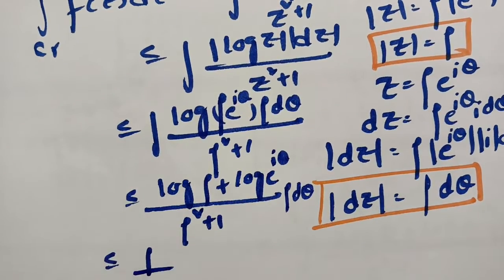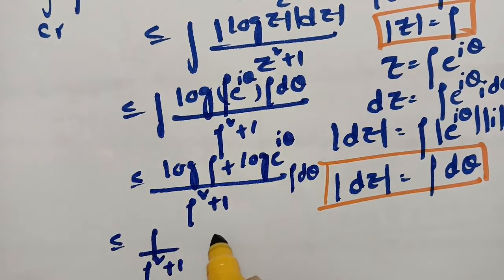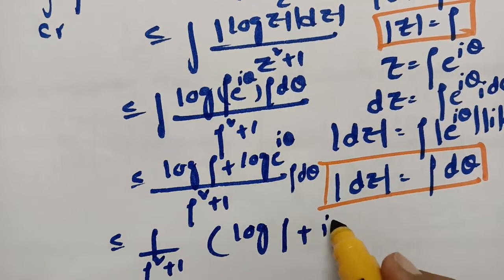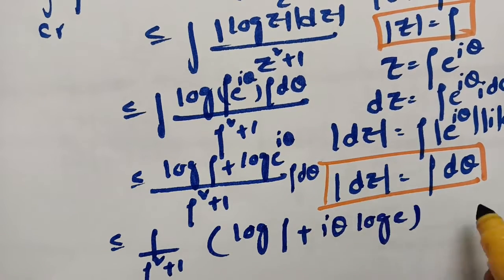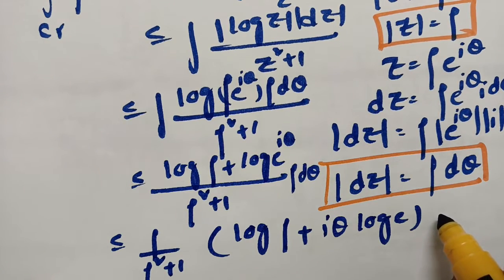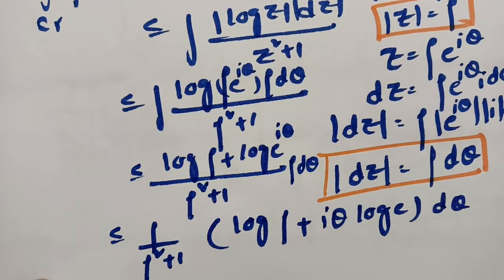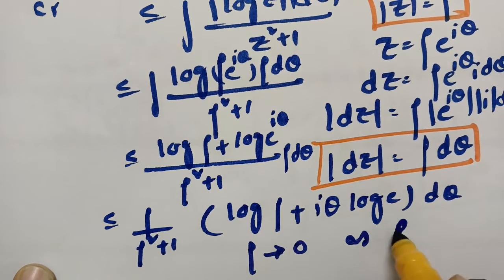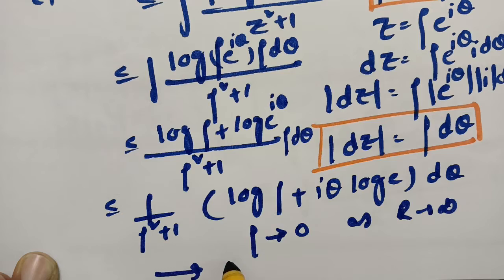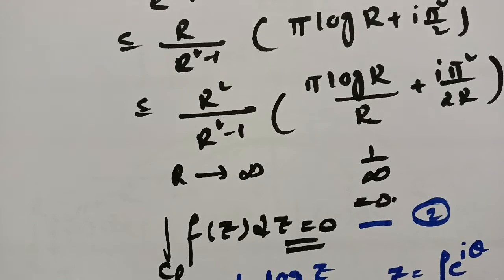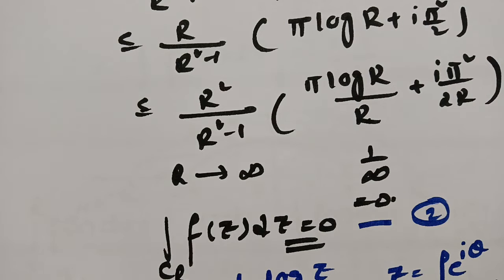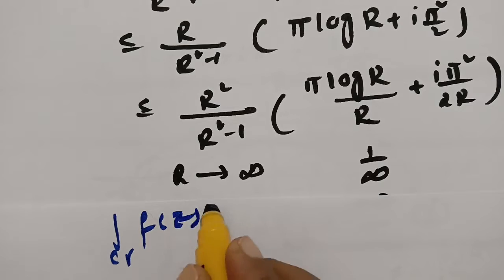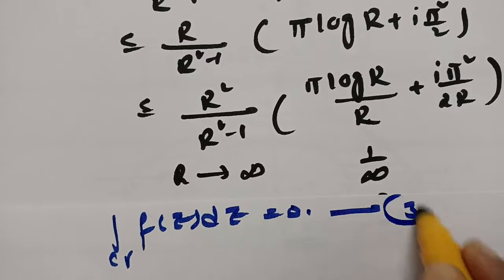So if you see, this is rho divided by rho squared plus 1. So this value will be log rho. If I bring the other term to the other side, this will be i theta log e, into d theta. And see, as rho tends to 0, as R tends to infinity, this value is tending to 0. Therefore, the integral over C_R of f(z) dz, being 1 by infinity, is equal to 0. So we got the integral over C_R of f(z) dz equal to 0. So this is our third equation.